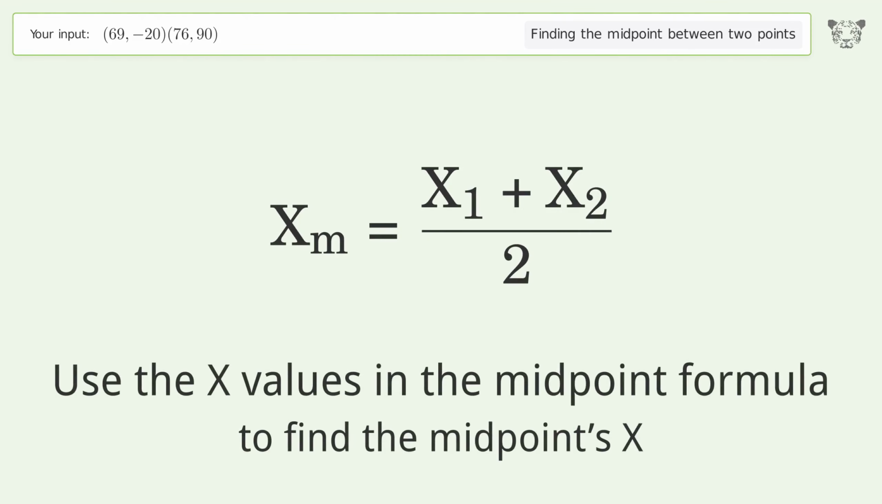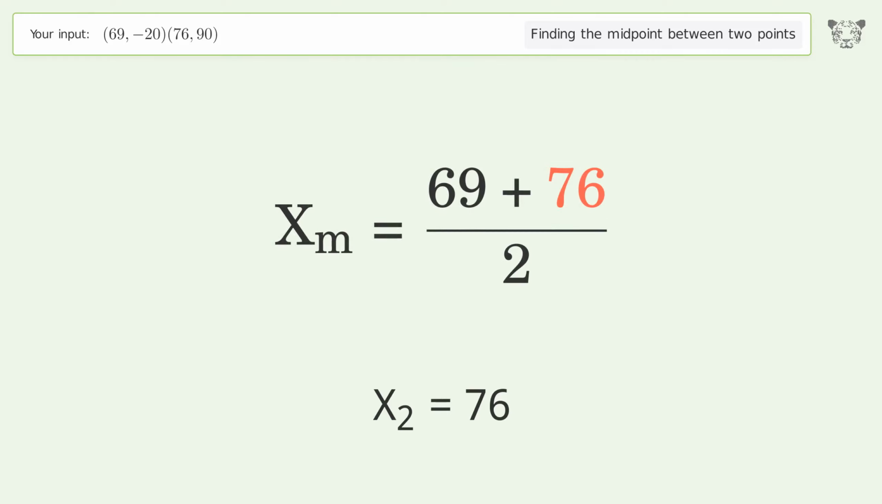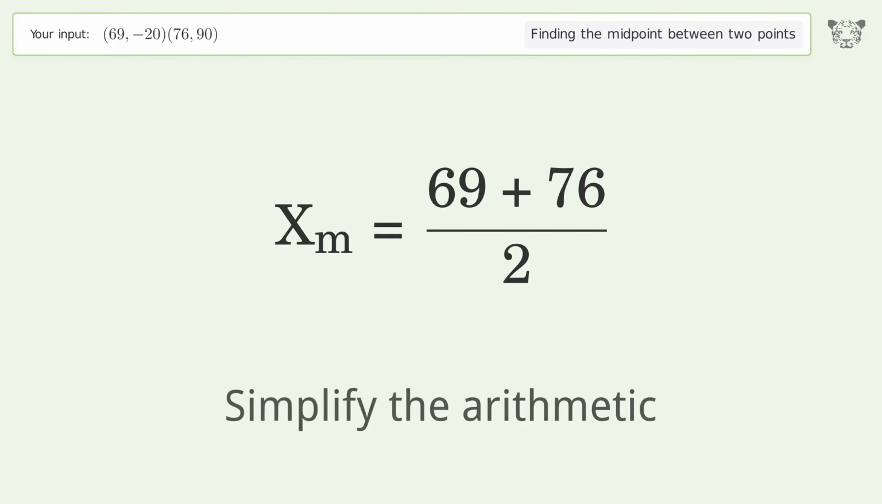Use the x values in the midpoint formula to find the midpoint's x. x1 equals 69. x2 equals 76. Simplify the arithmetic.